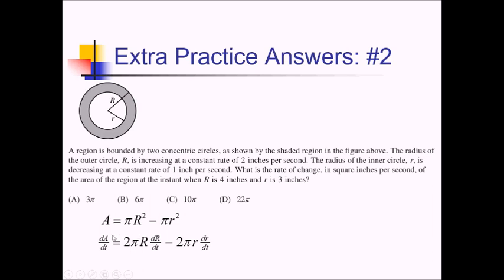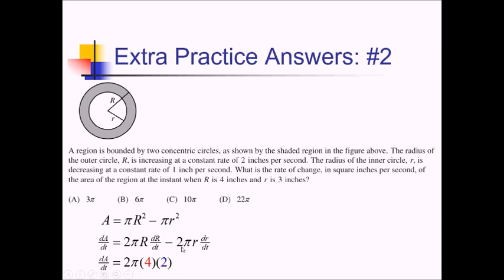So for big R, they actually told us that that was 4 inches in the problem. So we've got 2 pi times 4 times, well, what's d big R over dt? They said that the radius of the outer circle, big R, is increasing at a constant rate of 2 inches per second. So that means positive 2 is d big R over dt.